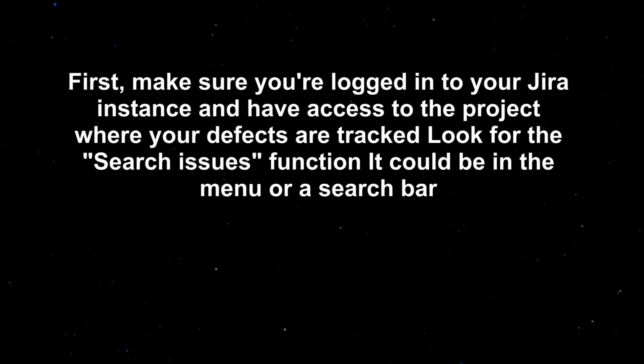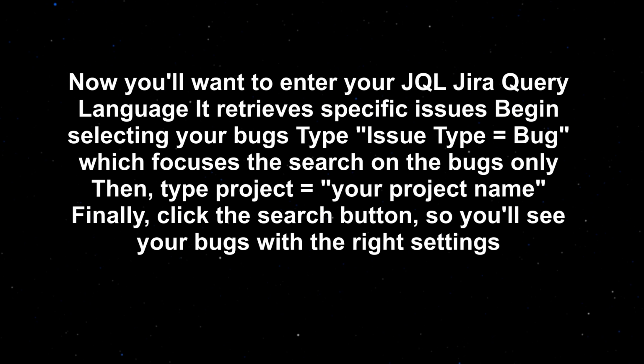First, make sure you're logged into your Jira instance and have access to the project where your defects are tracked. Look for the Search Issues function. It could be in the menu or a search bar. Now you'll want to enter your JQL, Jira Query Language.